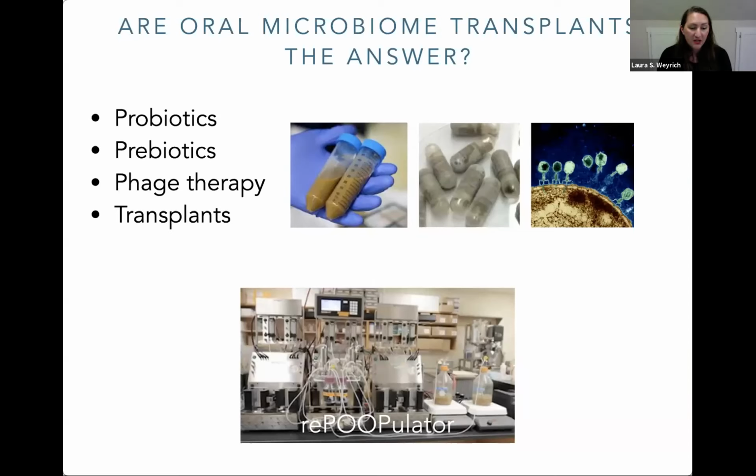You can also use phage therapy to try to take certain sets of microbes out of the microbiome. Phages are viruses that are incredibly specific to individual bacterial species, and so you could use that to selectively manipulate which microbes you might want to remove. There's a fourth option, and that's using microbial transplants. Microbial transplants have been used successfully in the gut. This is a fecal microbiome transplant. It is basically a fecal milkshake and a turkey baster.